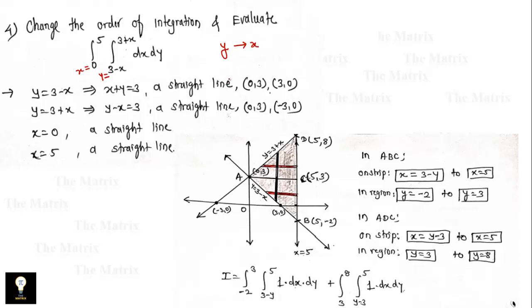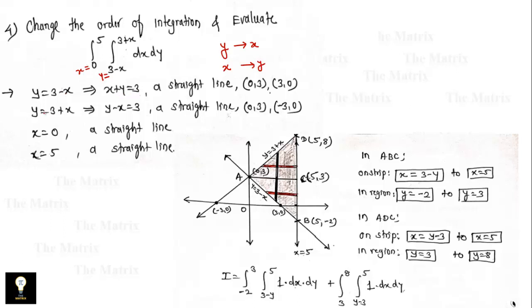What we have to do? Now first x and then y. To do that, we must have the region of integration. For that, we must have all the curves. So we have the lower limit of y, that is 3 minus x, which gives you a straight line equation x plus y is equal to 3.